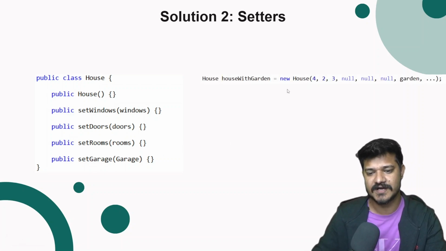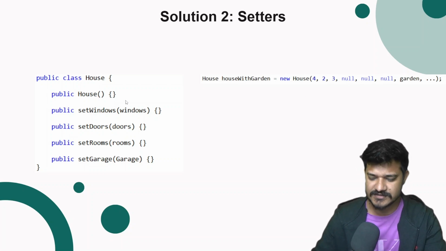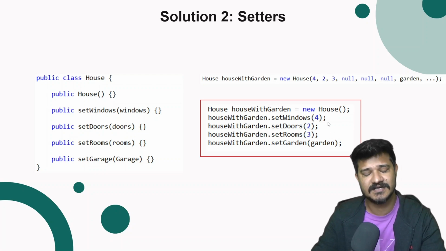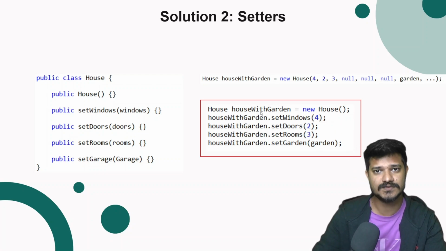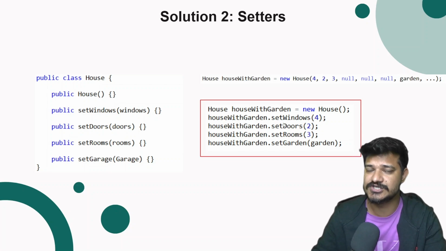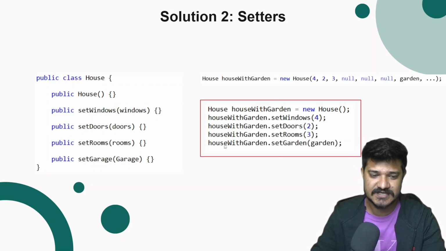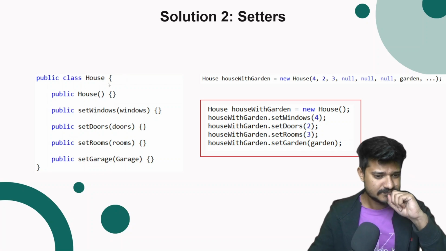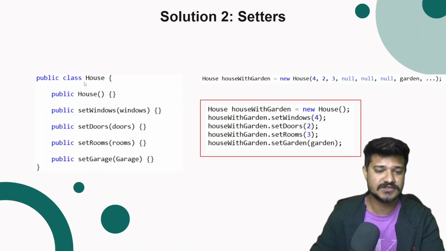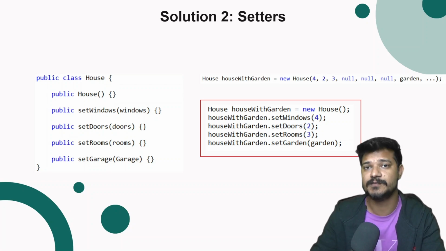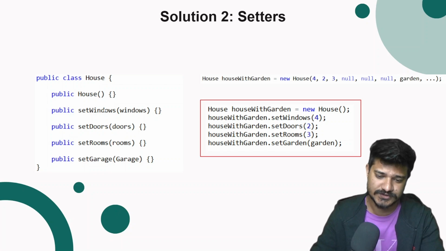Now, this is how we were defining the house with garden earlier, right? The object where we had to pass null fields. If you have the setters, the same object initialization would look something like this. You can define a house and then set only those fields which you require: windows, doors, rooms, and a garden. Now you have a house with garden, right? And this code is much cleaner, and you can see the original class is also not polluted with boilerplate code.